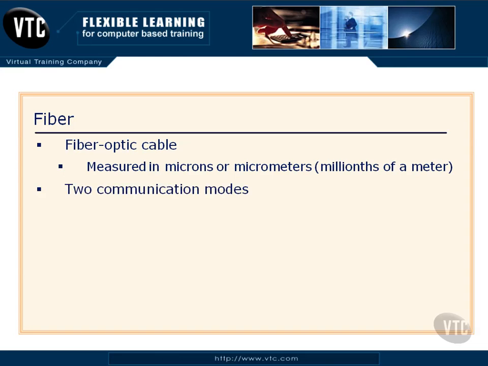Now, there are two main communication modes with fiber that you need to be familiar with, and that is single mode. And single mode can go distances of almost 86 miles, 140 kilometers, about 86 miles. So if you remember, with twisted pair cable, it's about 100 meters, about 328 feet. With single mode fiber optic cable, about 86 miles.